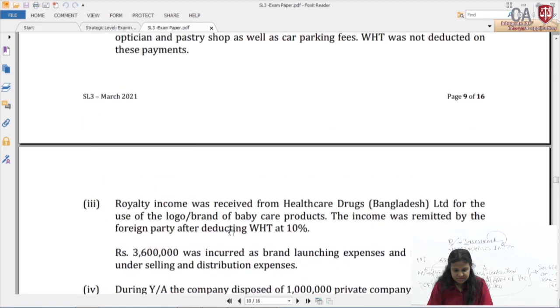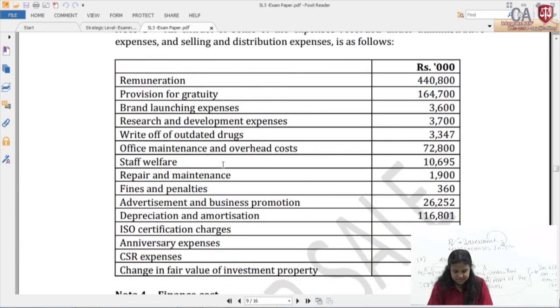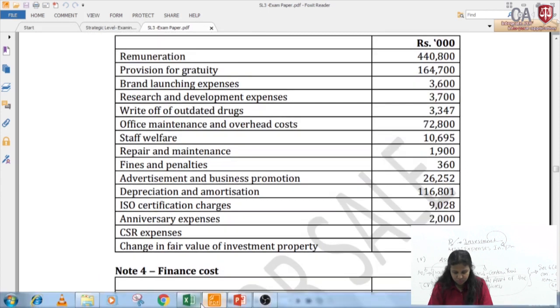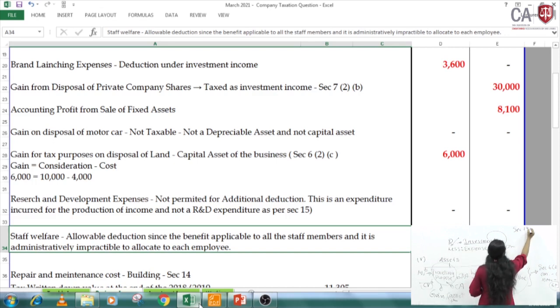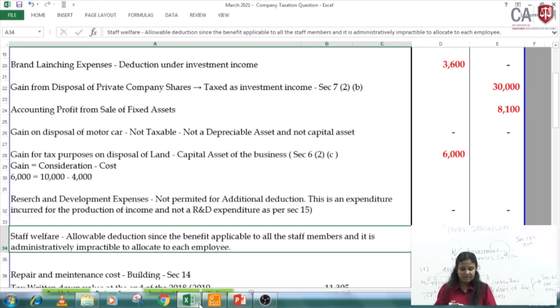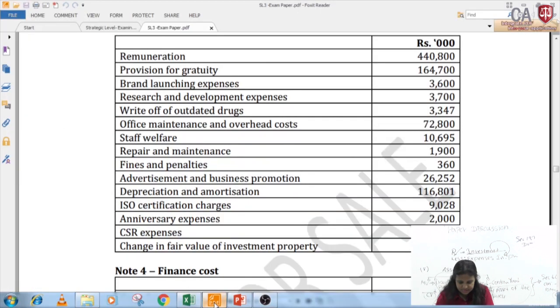Okay. Where is the staff welfare? I think it's in the administration expenses. Staff welfare 10,695. What is our adjustment? You have to write that staff welfare is an allowable deduction since the benefit is applicable to all the staff members and it is administratively impracticable to allocate to each employee. While it has been given, can you remember under section 197? What is section 197? It is the domestic expenses. The exclusion from domestic expenditure: the expenses which are administratively impracticable to allocate to employees have been excluded. Now, the examiner has given all those words to you for you to think and determine what is the answer.